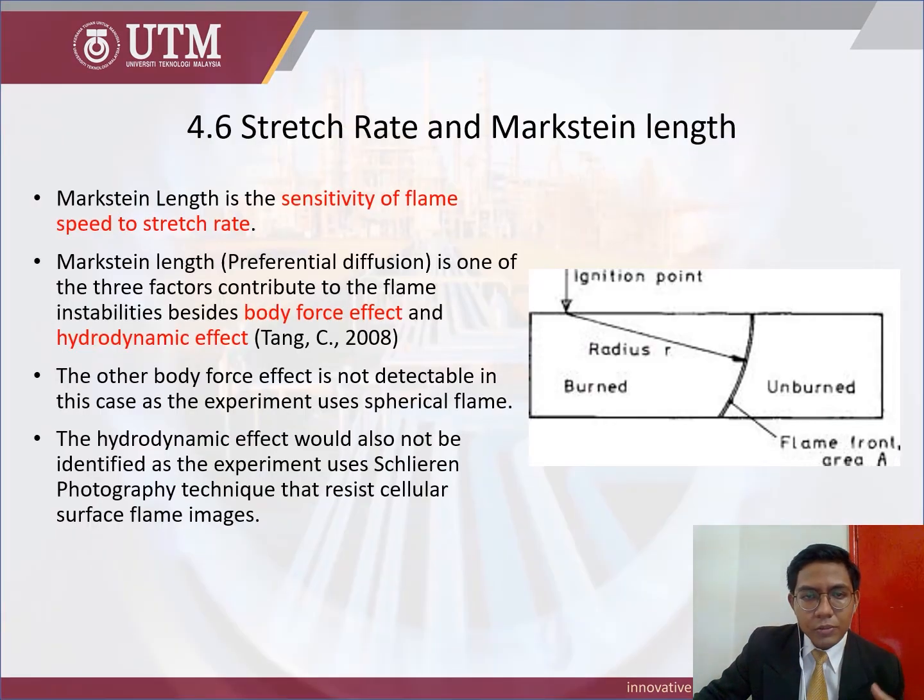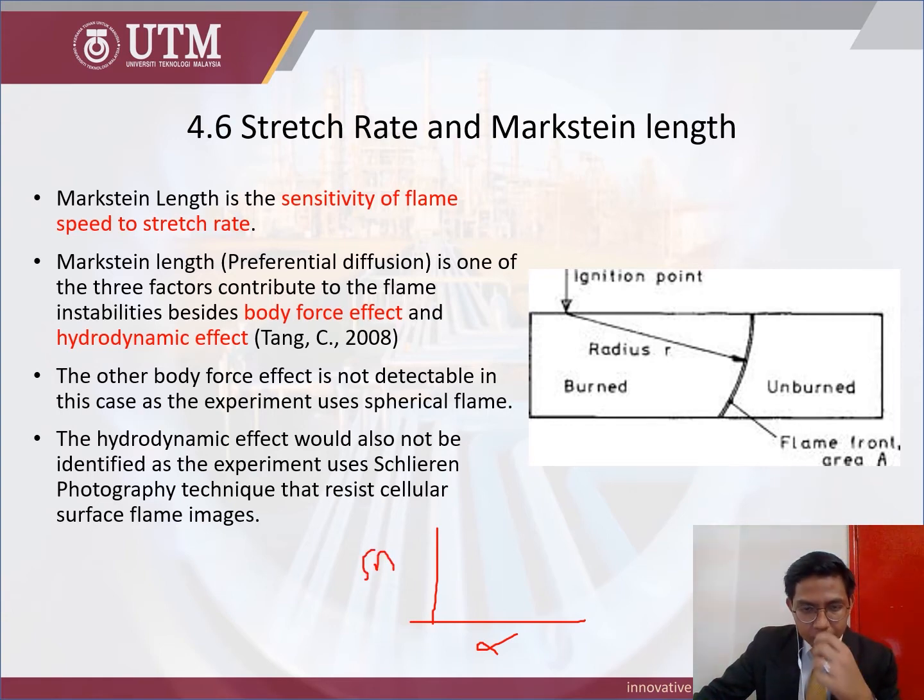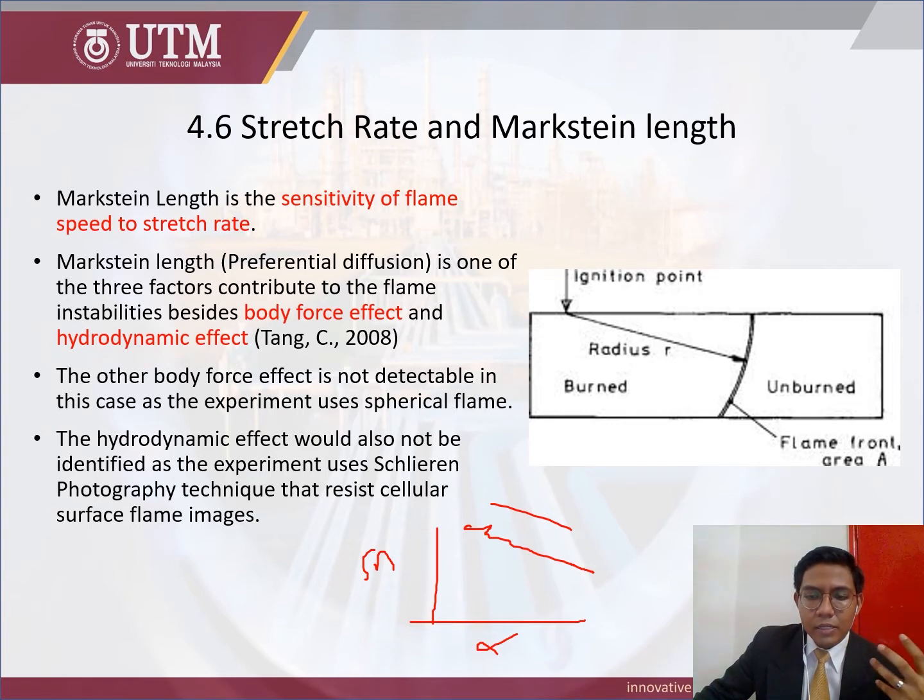So moving on to the stretch rate and Markstein length. Markstein length is the sensitivity of flame speed to stretch rate. As we plot the stretch rate against the flame velocity, the flame speed, we can produce the trend line, which shows the gradient of the trend line, that is the Markstein length. If the gradient is positive, as shown in this type of trend, it shows that the flame is stable.